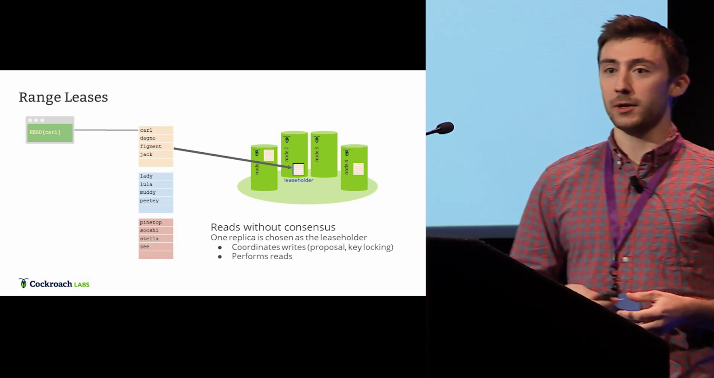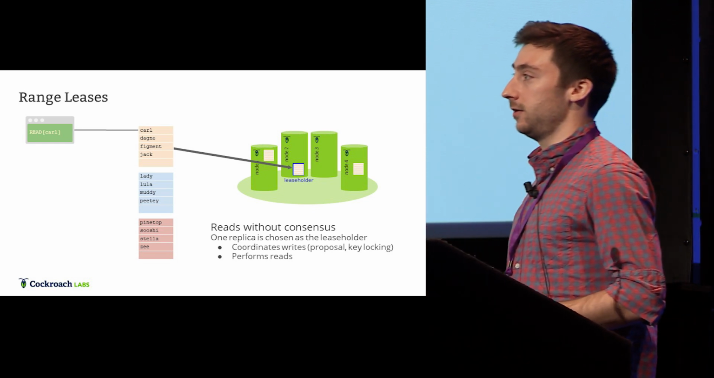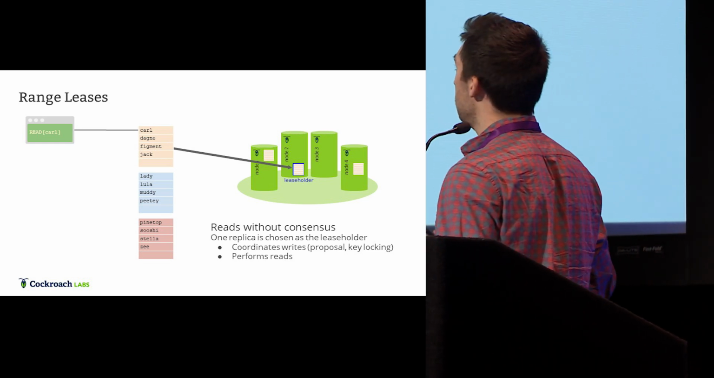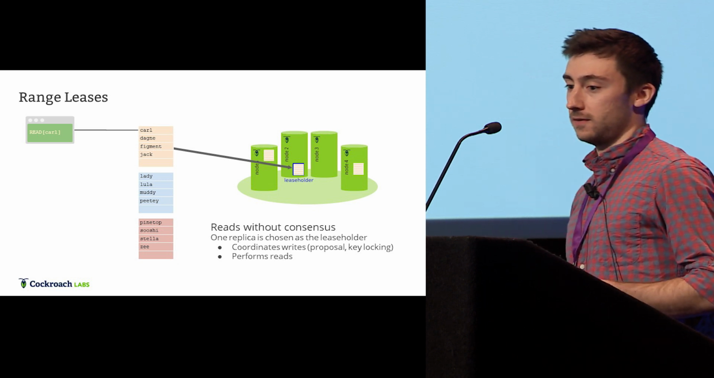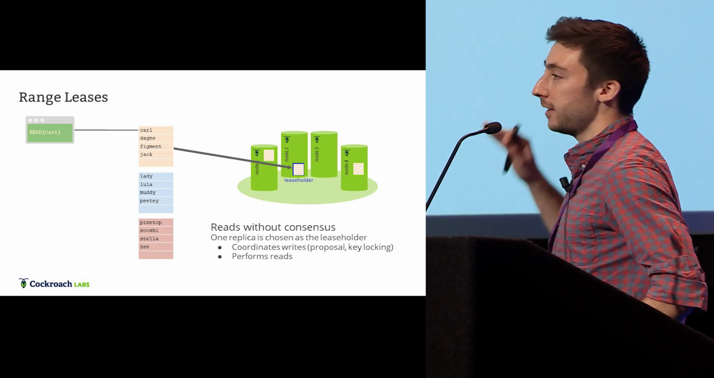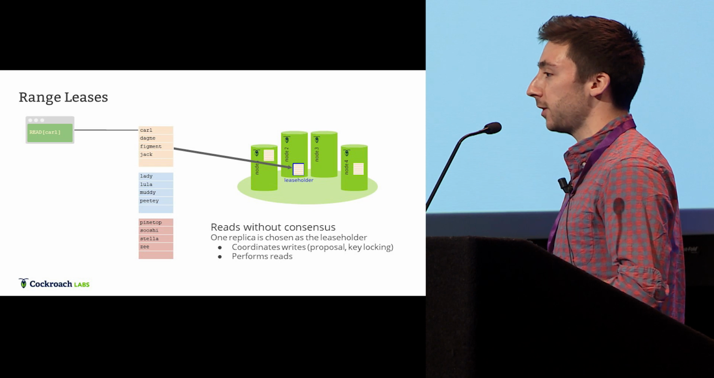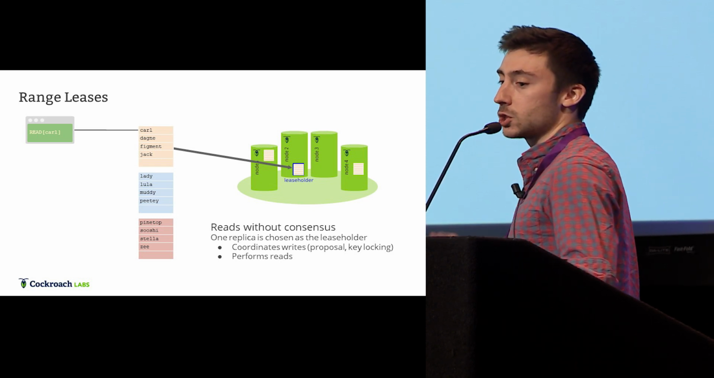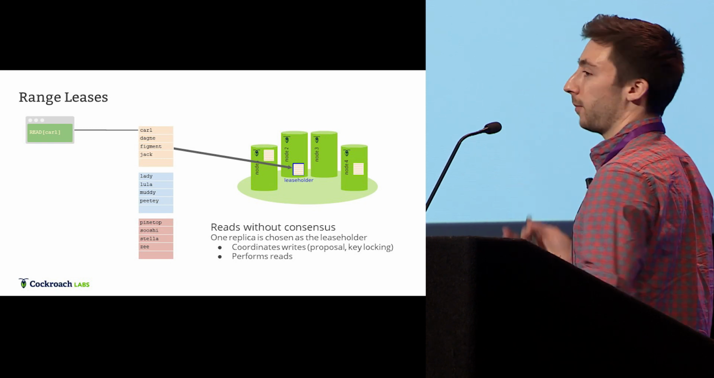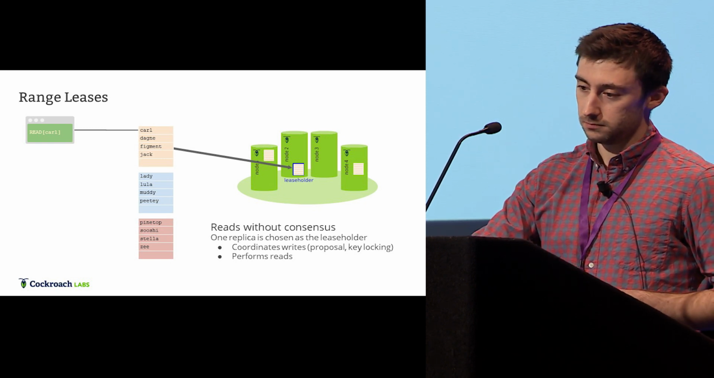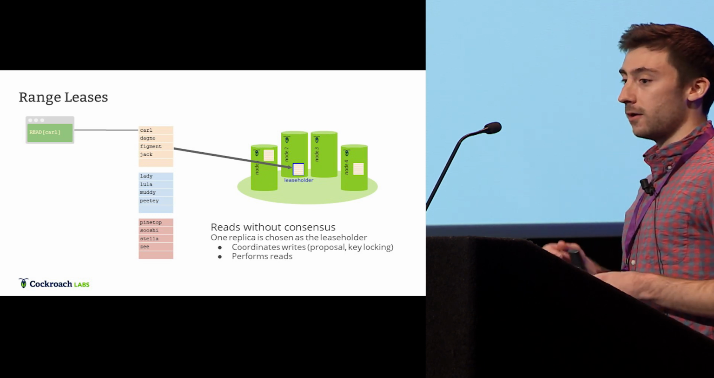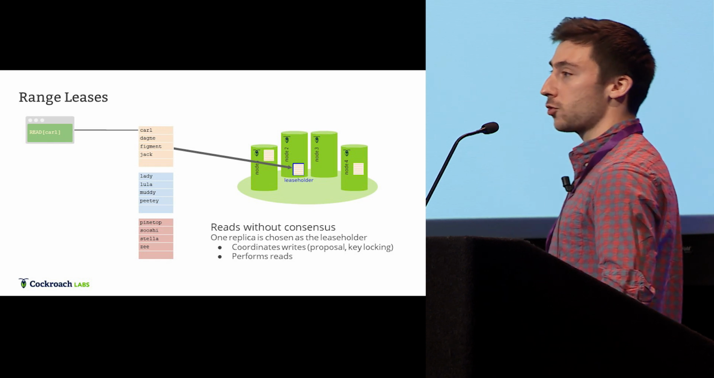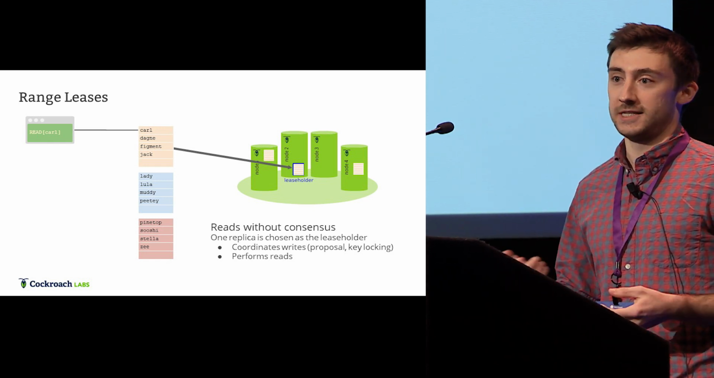But we can't just read from any replica because that replica might be behind. It might not have the latest state for a given key. Yet the replica that coordinates these writes, which I've called the leader so far, but we're actually going to call the leaseholder from this point on, is always aware of what writes have been committed. So it can service reads without communicating with other replicas in the system. So we say that the leaseholder has the range's lease. And these leases give CockroachDB consistent reads without consensus.